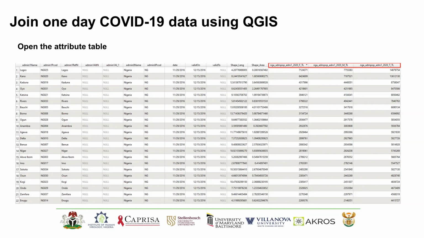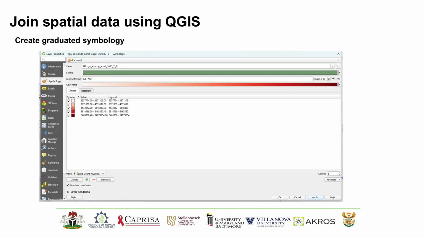Here you can see the attribute table after the join. Each row represents a state, and the new columns on the right contain population and COVID-19 totals for that day. By viewing this combined table, we can analyze spatial variation in infection counts relative to population size, which is essential for understanding regional vulnerability. Next, let's visualize this joined data using graduated symbology.